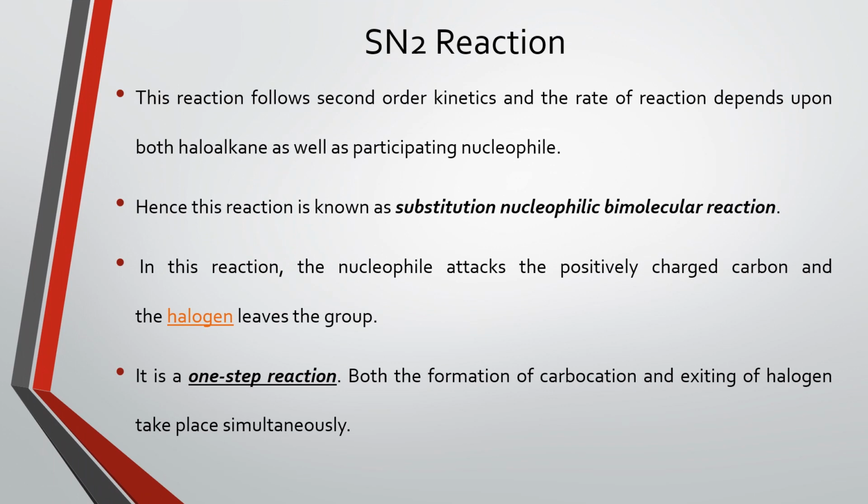Now the SN2 reaction. This reaction follows second order kinetics, and the rate of reaction depends upon both the haloalkane as well as the participating nucleophile. Hence, this reaction is known as substitution nucleophilic bimolecular reaction. Here, S stands for substitution, N stands for nucleophilic, and 2 stands for bimolecular. In this reaction, the nucleophile attacks the positively charged carbon and the halogen group leaves. It is a one-step reaction. Both the formation of the bond to the nucleophile and the leaving of the halogen take place simultaneously.